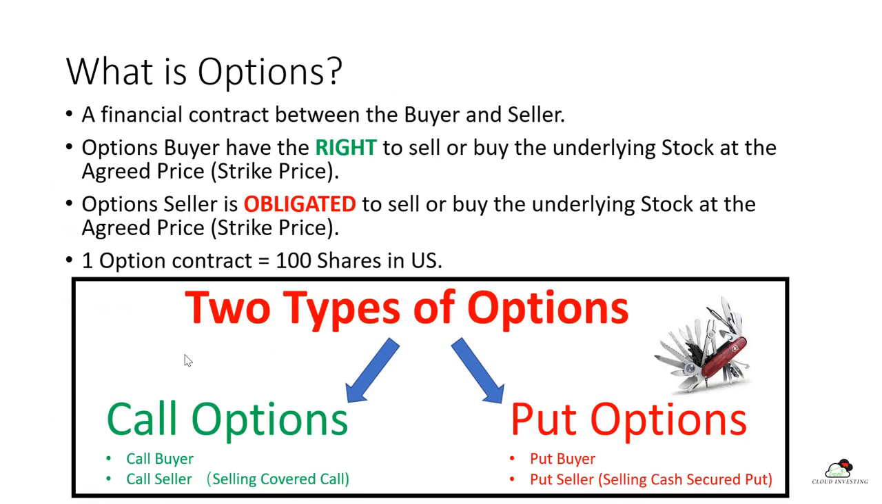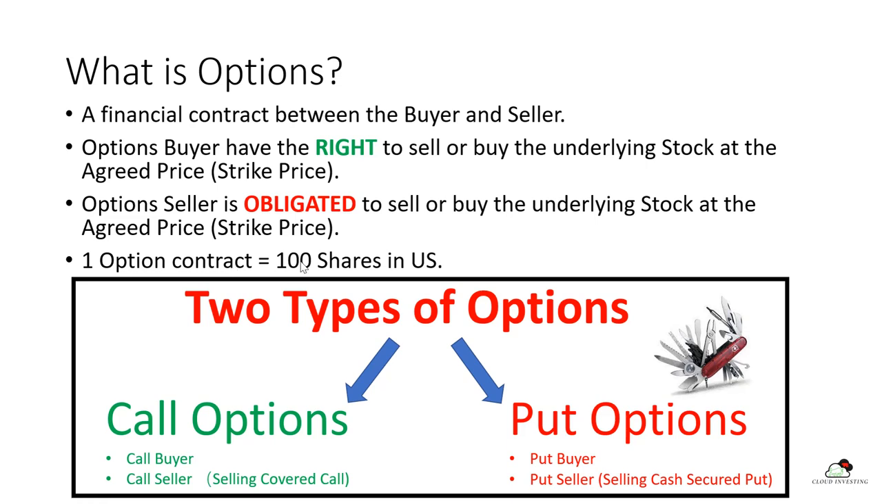Okay, first we have to understand what options are. Options are a financial contract between the buyer and the seller. If you are the option buyer, you have the right to sell or buy the underlying stock at the agreement price, which we usually call the strike price. If you are the option seller, you are obligated to sell or buy the underlying stock at the strike price. And one contract is equal to 100 shares in the US.